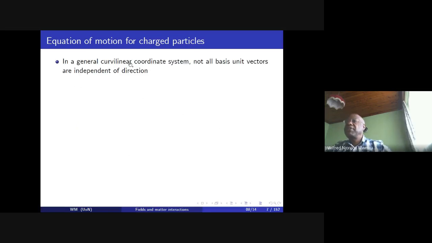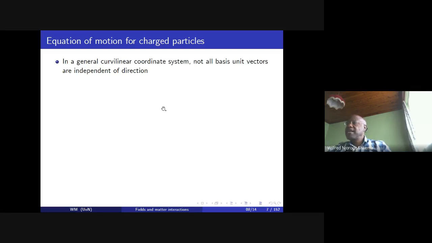So in a general curvilinear coordinate system, we know that the basis unit vectors will not be independent of direction. Say, for example, for a cylindrical coordinate system, the basis unit vectors are the radial unit vector r-cap and the azimuthal angle vector phi-cap, and of course the axial unit vector z-cap. Okay, where we assume that the axis of the cylinder is lined along the z-axis.